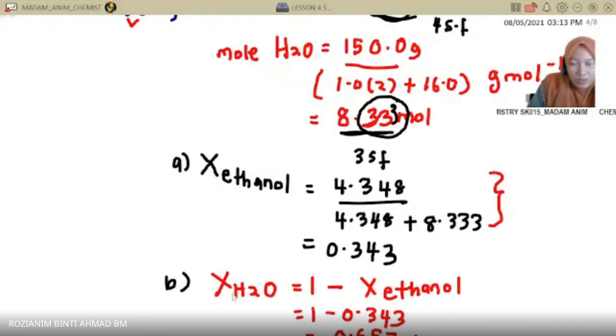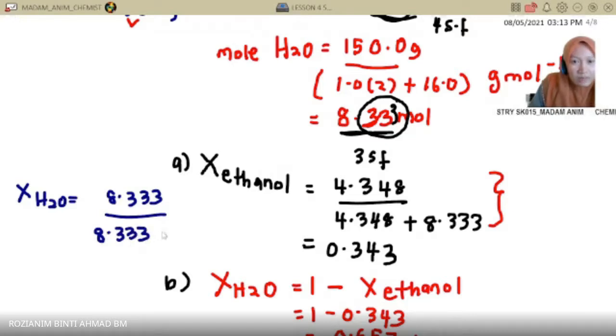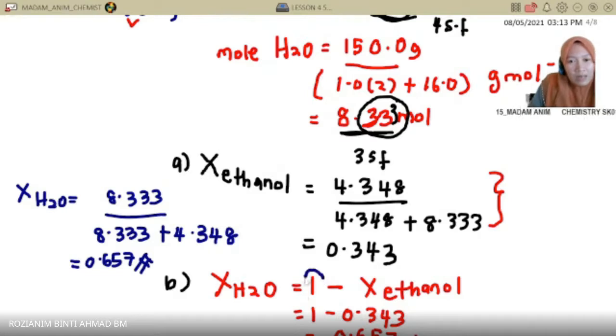Sebenarnya, untuk jawab soalan B ada 2 method. Method yang pertama, macam saya buat sekarang. Method yang kedua, you boleh kira mole fraction for water sama dengan mole for water come first. So, which is 8.333 over mole for water 8.333 plus mole for ethanol 4.348. So, the answer, you can get this similar answer, which is 0.657 also.